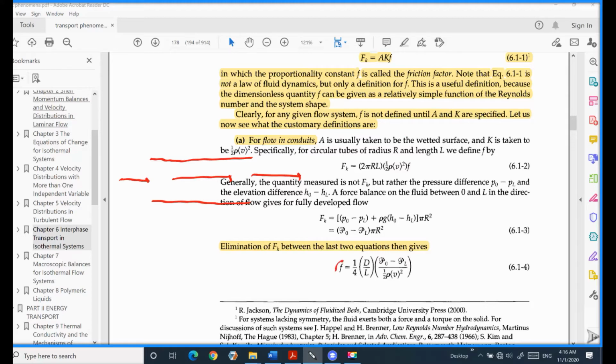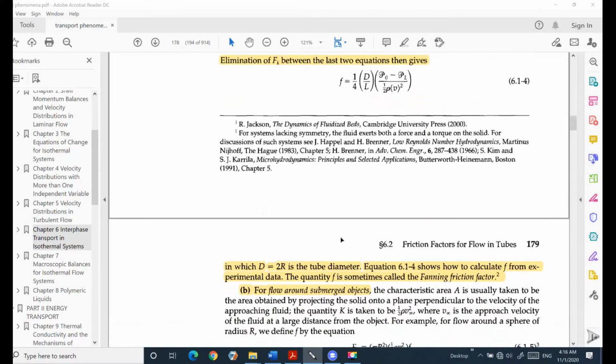If we know the friction factor F, we can calculate our pressure drop. Or for specific systems, we can get the friction factor by some experimental setup. So we define our system, we know the D, we know the L, then we can calculate the pressure drop and the average velocity and so on. Then we can get our friction factor based on this experimental data.